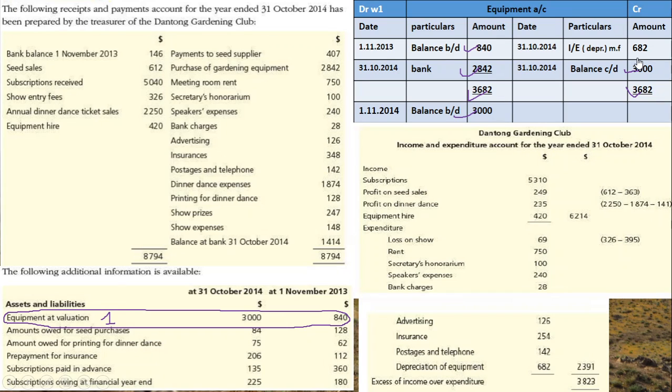So in the income and expenditure account, you will be showing it this way. So this is the income and expenditure account, which we will be making after all these adjustment accounts have been prepared. So if you look at 682 right down here, here's a depreciation of equipment 682. That's where we need to put this. So this is the reason why we are making this equipment account.